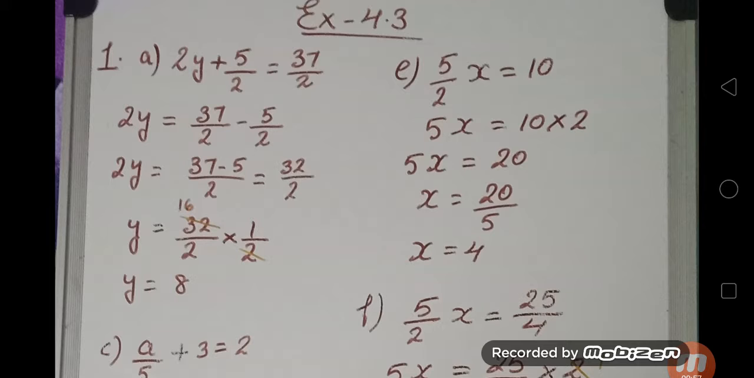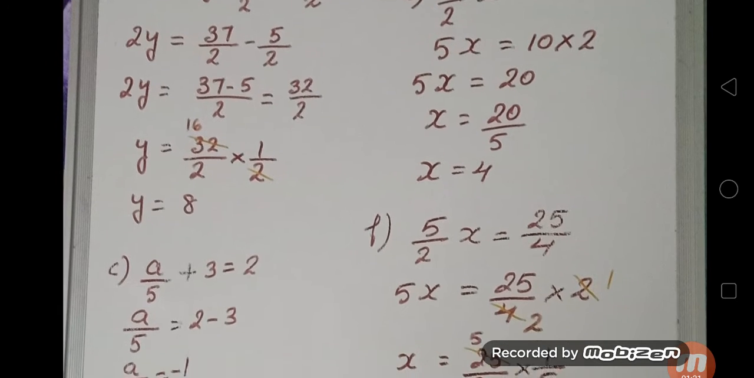Now to find the value of variable y, we will have to shift this 2 towards the right hand side. Here 2 is multiplying, so when it is shifted to that side, it means 2 will divide. But you all know that when we divide a fraction by any number, we multiply with its reciprocal. This you have learnt in chapter 2. So 32 will be cancelled by 2, that is 16, and 16 divided by 2 is 8. So the value of variable y is 8.